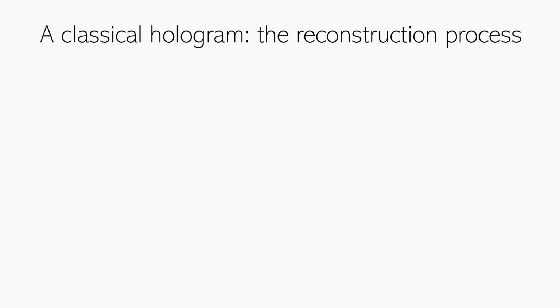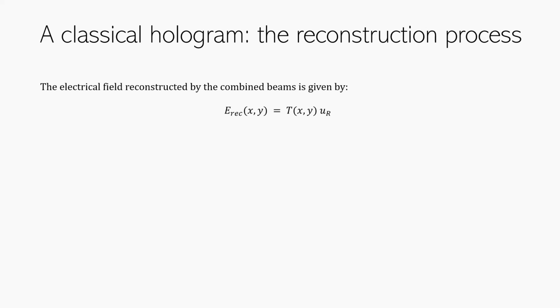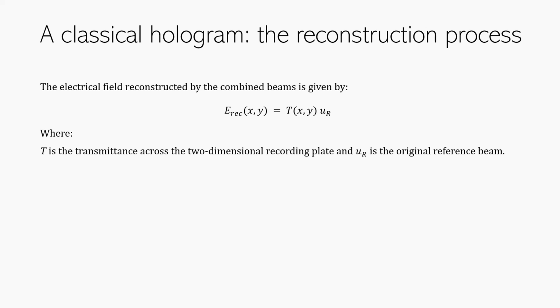And now we can reconstruct the image provided by the sum of all these point sources, which are interfering waves impinging on a polymer recording surface. The electrical field reconstructed by the combined beams is given by the transmittance, multiplied by the spherical wave generated by the reference beam, where T is the transmittance across the 2-dimensional recording plate, and UR is that original reference beam.